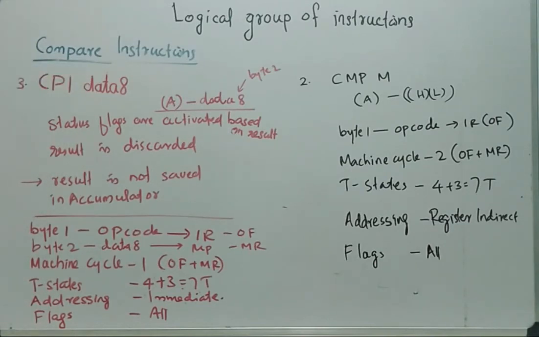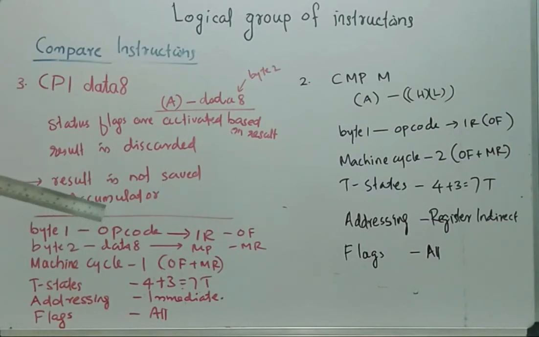The next compare instruction is CPI data 8. Whenever this instruction is executed, the data which is directly given in the instruction is subtracted from the content of the accumulator. The status flags are set or reset based on the result of this operation. But the result is discarded, that is, the result is not saved in the accumulator. When we convert this instruction into machine code, the machine code size is 2 bytes long. Therefore, this instruction is a 2-byte instruction.